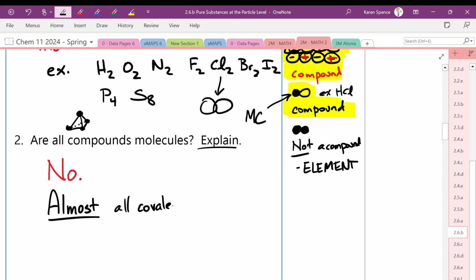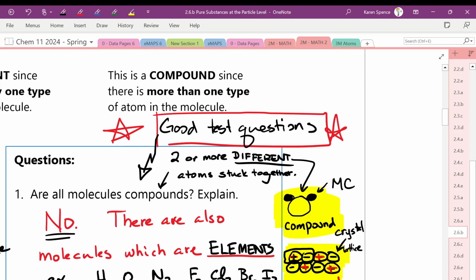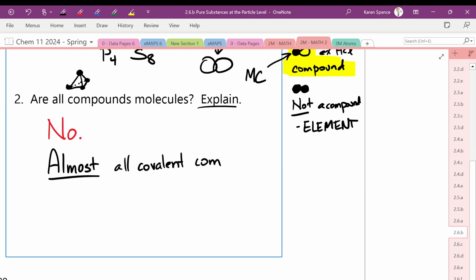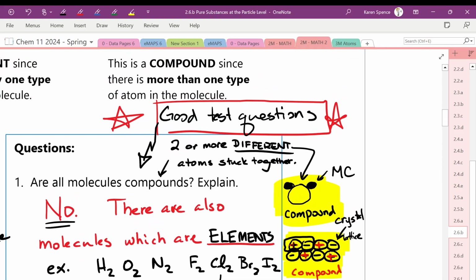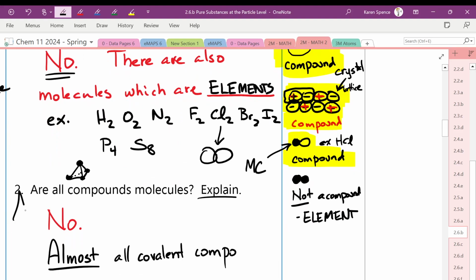It's going to be on the test. Oh, look, good test questions. With stars and everything. Stars. More stars. I've got to remember this.